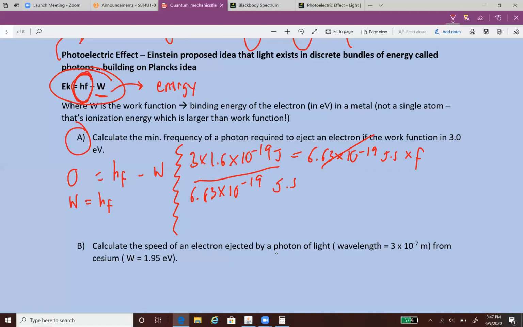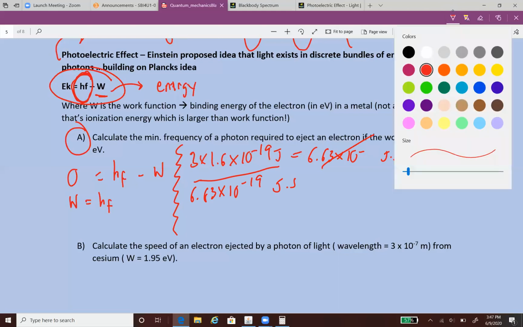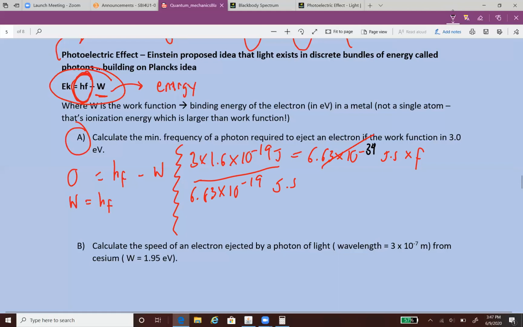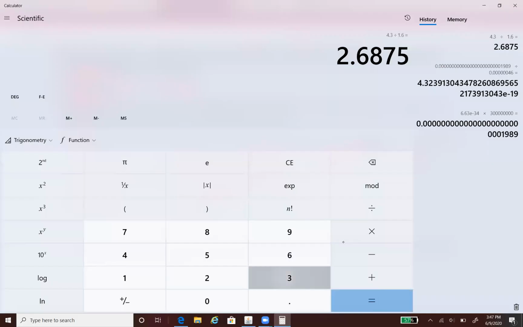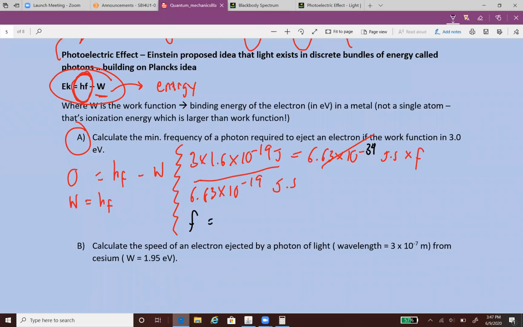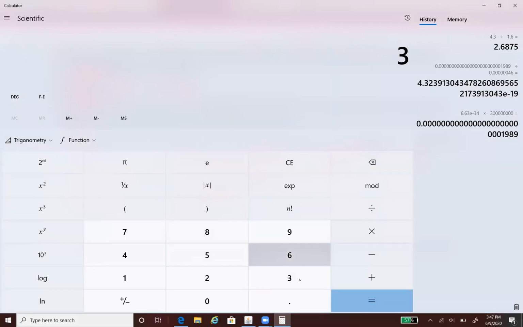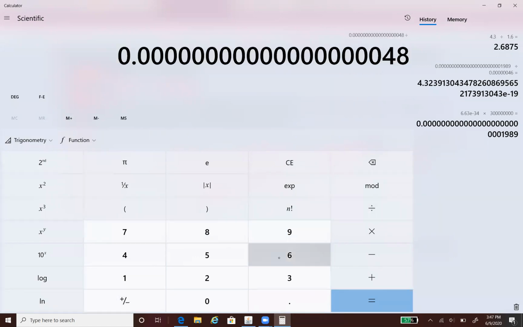And we'll get the frequency. Oh, sorry, Planck's, that's the wrong value, minus 34. So the frequency of light. Yeah, it should be minus 34. So that would be 3. What was the work function again? Okay. So that's 3 times 1.6. So that would be 4.8 times 10 to the exponent negative 19 divided by Planck's constant.